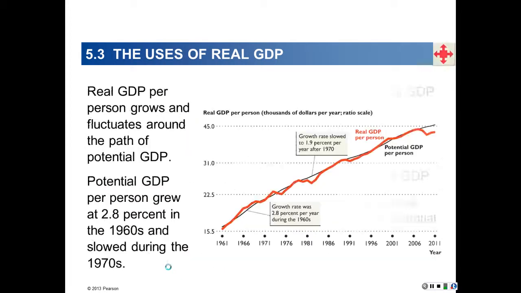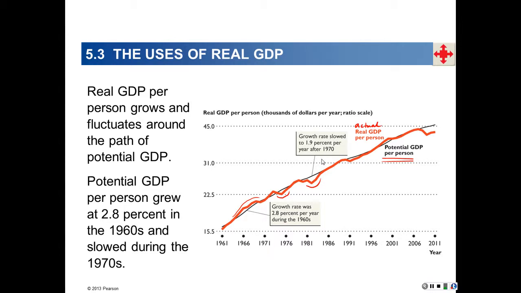And here we have a graph of potential GDP per person. So we've divided by population, right? The black line is the potential. The red line shows us what's happening to the actual real GDP. So this is actual real GDP per person, and the black line is our potential. And you notice here that sometimes we do better than our potential. Like, for instance, here we're doing better than our potential. But here we're doing worse than our potential.